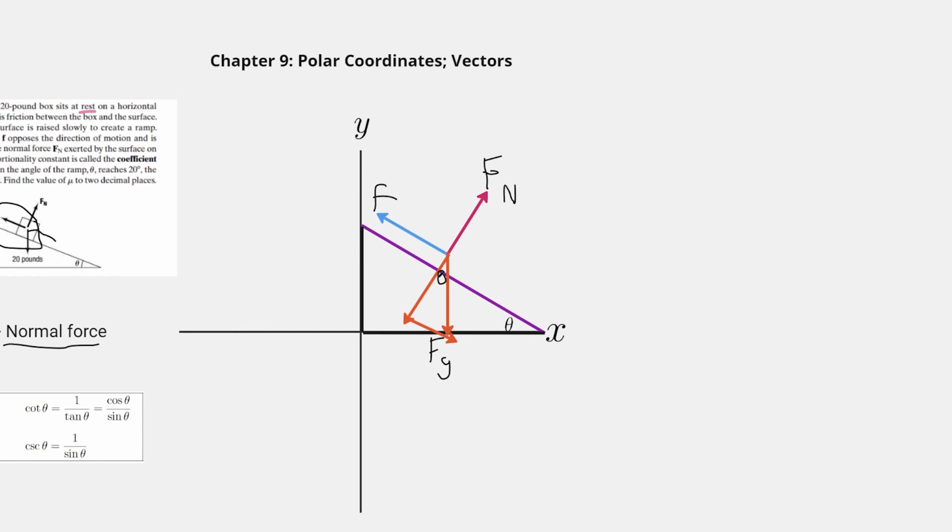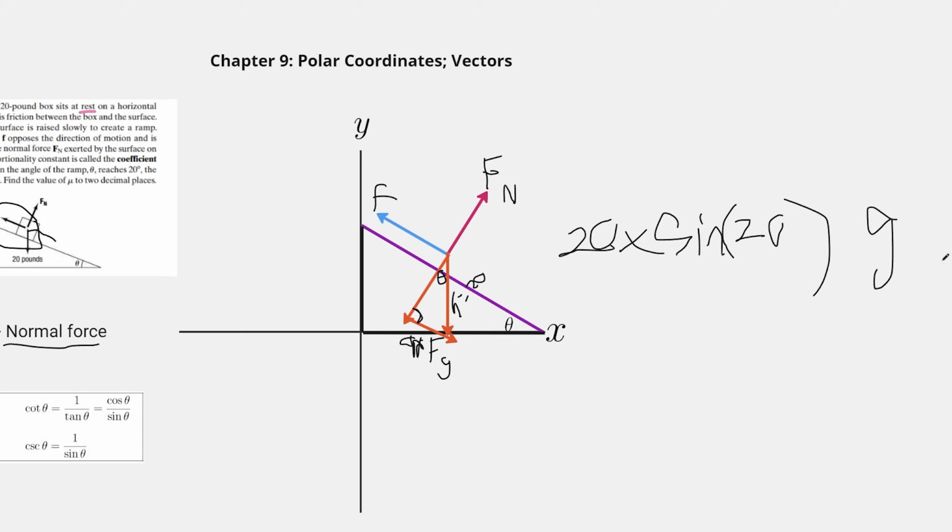Since theta is right here now, and this is a right triangle, we find opposite over hypotenuse. We know theta is 20 degrees, and we also know the hypotenuse is 20 pounds. It's going to be a little confusing with 20 and 20. But 20 times sine 20 degrees will be the gravity that is parallel.